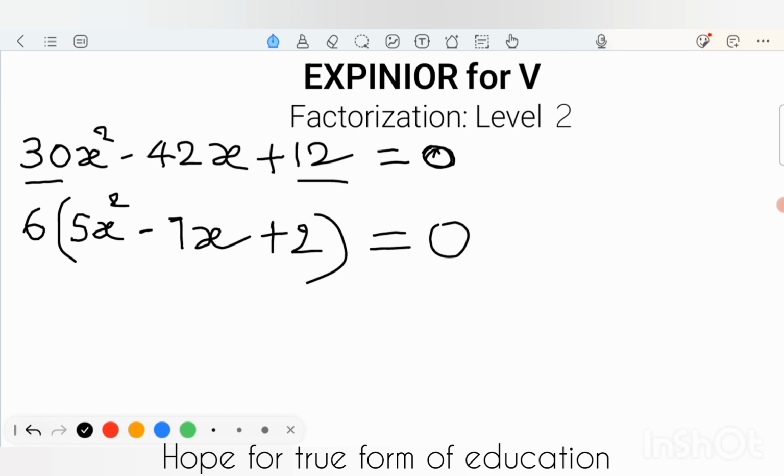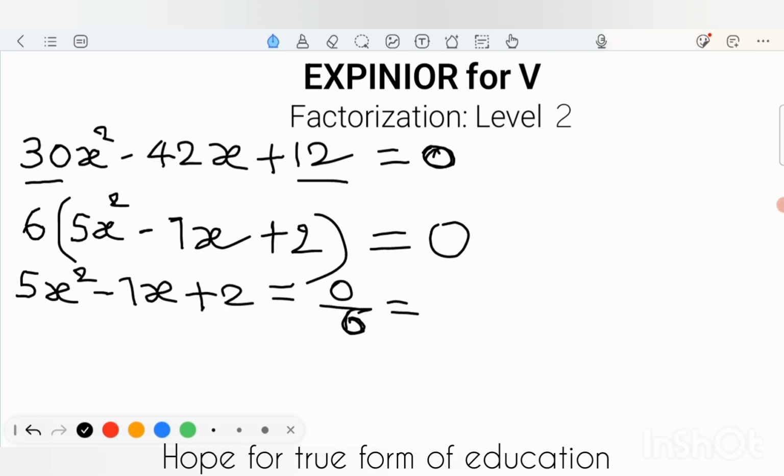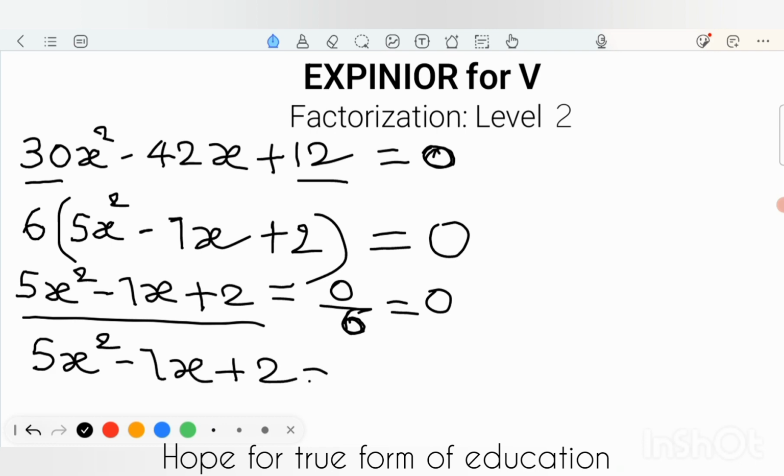So 6 5 is 30. If you multiply 6 again, you will get the same answer. So this is the form. When you take 6 to the RHS, it becomes 5x square minus 7x plus 2 is equal to 0 by 6, which is equal to 0, as I told you in the last video, 0 by anything is 0. So now we got the simplest form of the equation. We cannot proceed further, this is the simplest form. So now it will be easy to solve, okay? 5x square minus 7x plus 2 is equal to 0. Whenever you have these large numbers, try to simplify them and then solve.